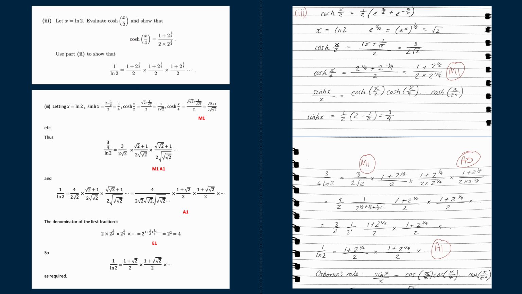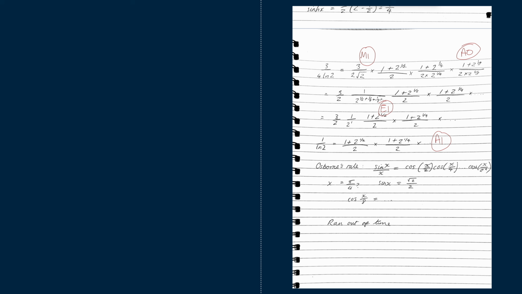But I think this is a sufficient level of detail, and so we can also receive that E mark. So at this point, we've managed to obtain the desired result, and we get the E mark for that justification. Now we come to part 4.